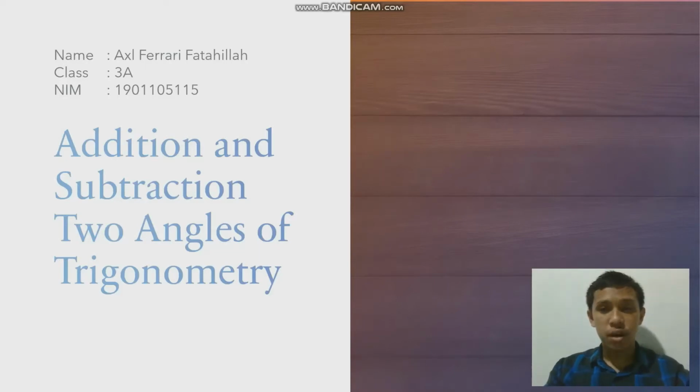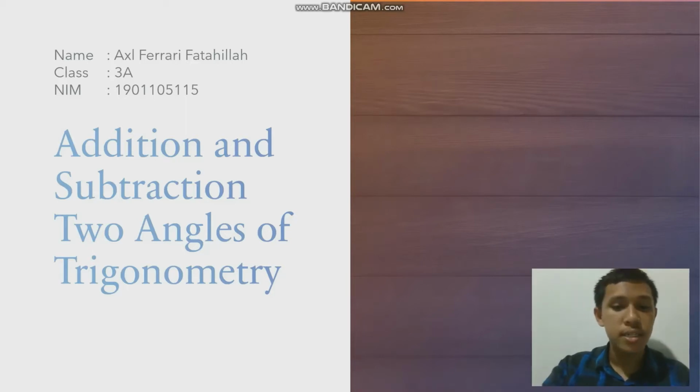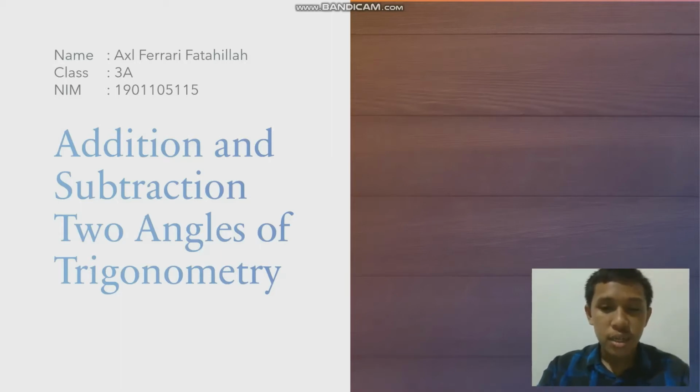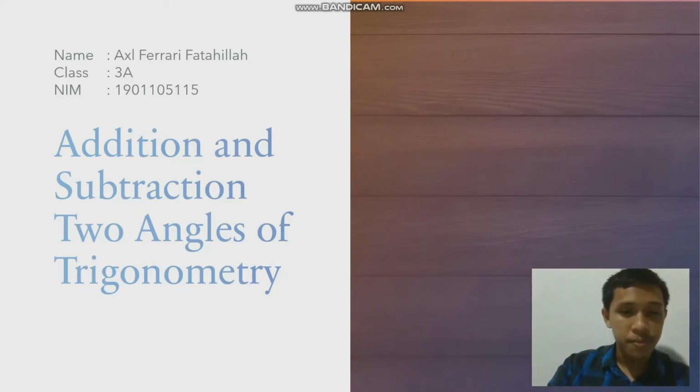Addition and subtraction of angles in trigonometry is an important material because it can help students determine an angle that is not included in the special angles. We can add as well as subtract an angle. The goal is to make it easier for us to determine the angle value.